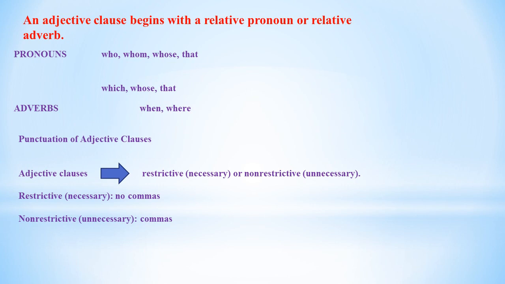So, an adjective clause begins with a relative pronoun or relative adverb. It's a dependent clause that functions as an adjective. That is, it modifies, gives more information about a noun or pronoun. For example, everyone who studied for the exam passed it easily. The award that Mario received was for his volunteer work.